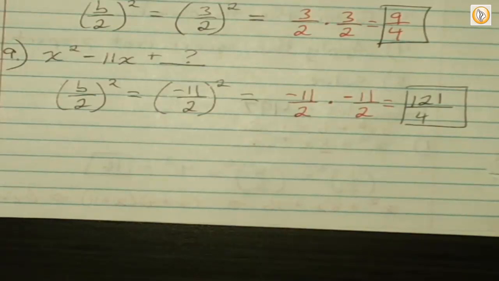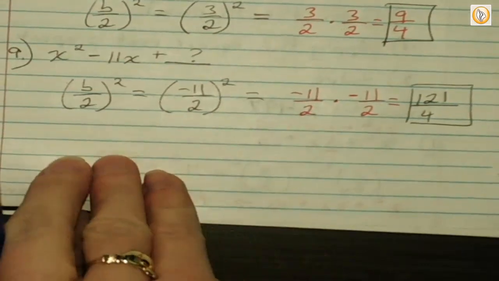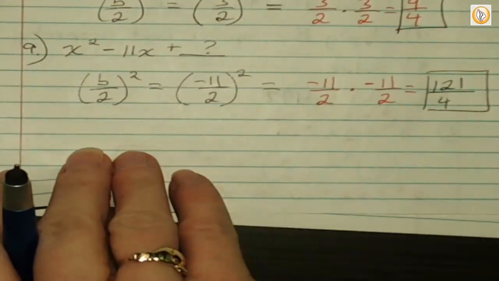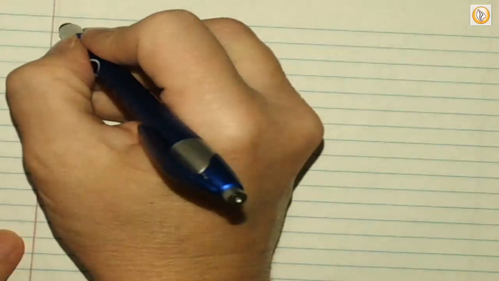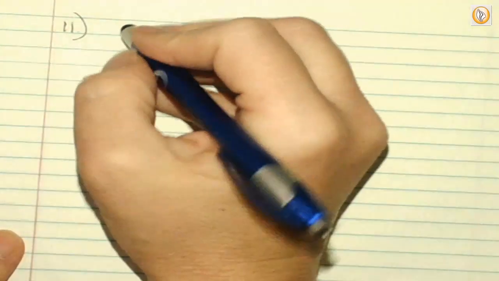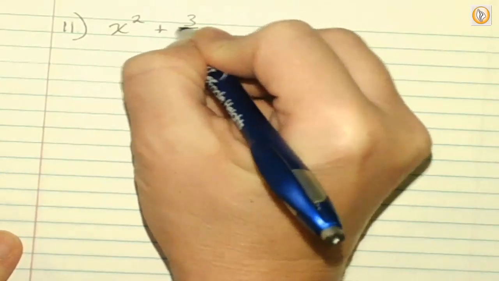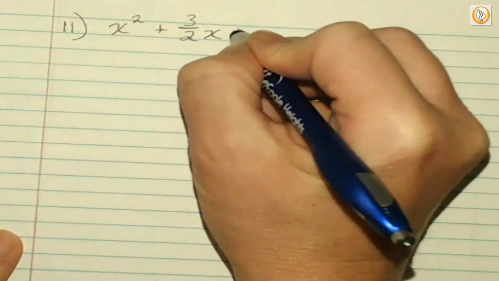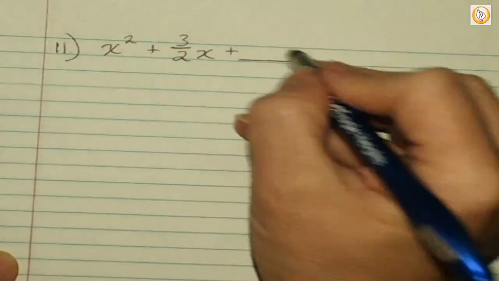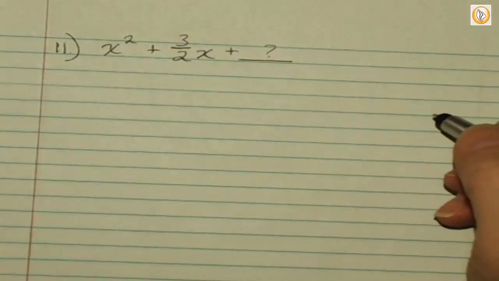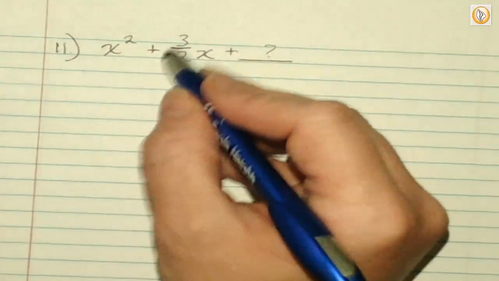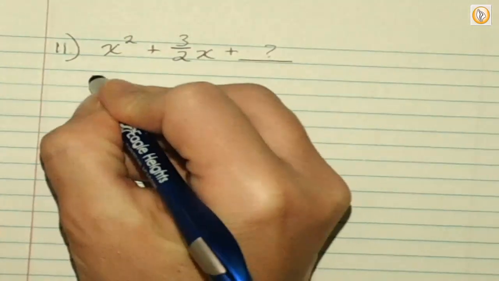Oh, here's another good one. Number 11. X squared plus, oh no, 3 over 2x, a fraction. And we're looking for C. What shall I do? So your formula is b over 2 squared.